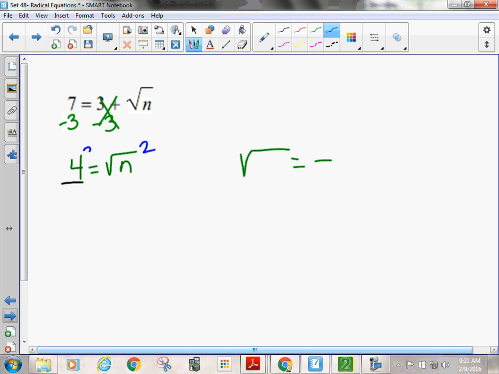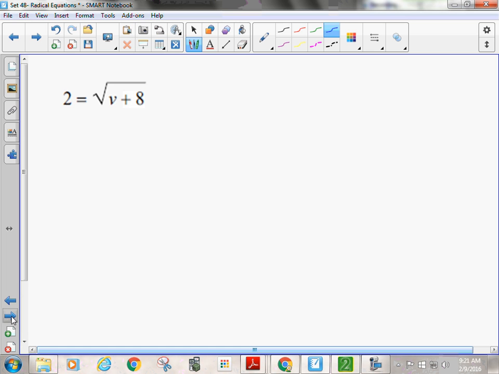We're going to square both sides to eliminate the radical. And so n equals 16. Plug it back in to just double check. So we plug 16 in there. Square root of 16 is 4. 4 plus 3 gives us 7. Good.